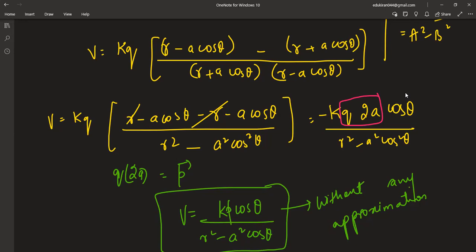It should be r square minus a square cos square theta, right? Yes. The final equation should be kp cos theta divided by r square minus a square cos square theta, right? Cos square theta. Yes, yes. Cos square theta. Wait.